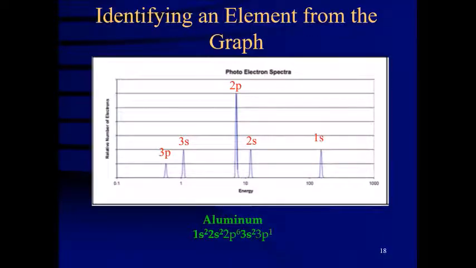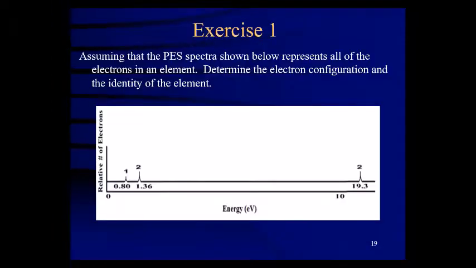And I have identified my element based off of the graph and can write the configuration based off of the graph. Looking here at exercise 1, this is a photoelectron spectra of an unknown element. That's what we're going to start with looking at. We need to determine the electron configuration and the identity of the element here.